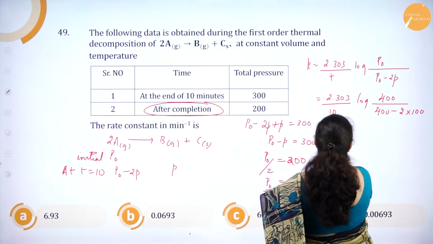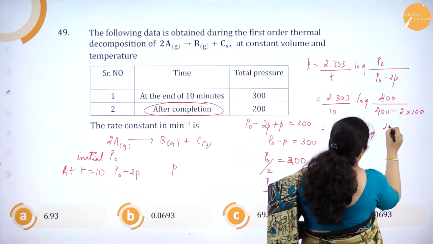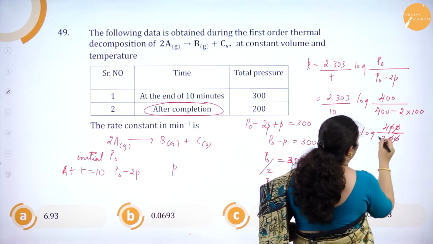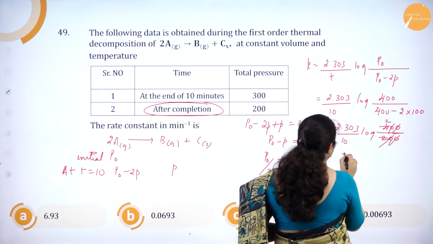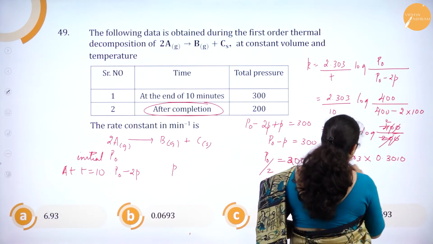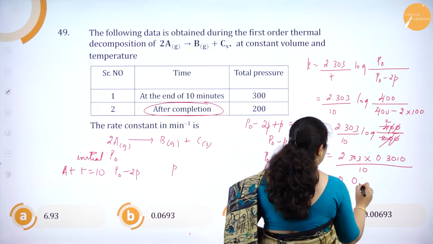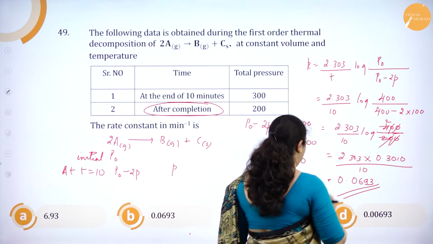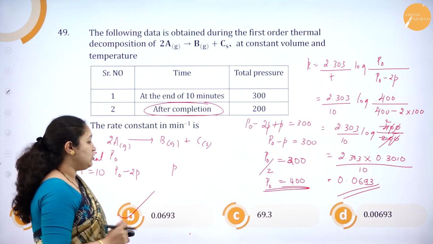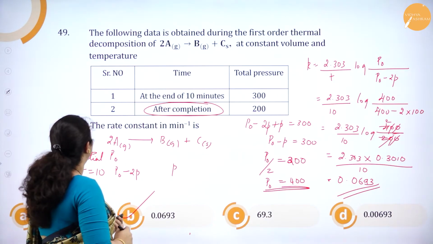Correct? So 2.303 by 10 log of 400 by 200, I will get 4 by 2, 2 ones are 2, twos are log 2. So 2.303 into 0.3010 divide by 10. That is nothing but 0.0693. Thus, the answer is option B. Okay, so that's how we are solving this. Next question we shall go.